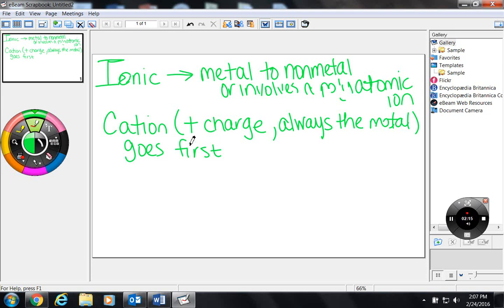What else do we know about an ionic compound? The anion is usually the non-metal. The anion has to be the non-metal or the polyatomic. Is that a positive charge? The cation is the positive charge.